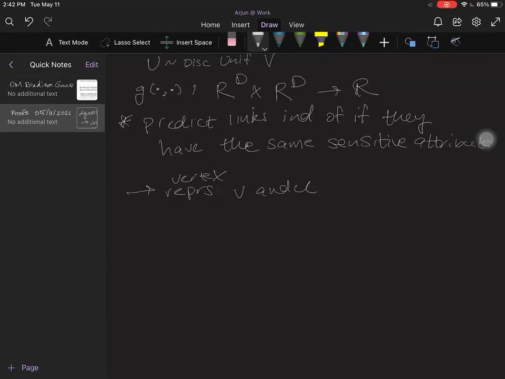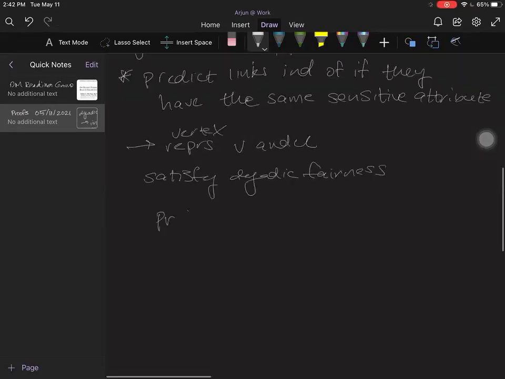Formally, we would satisfy dyadic fairness if we have the probability of G of U and V given SU equals SV. And so again, as a reminder, G is our link prediction function that takes in the representations of two vertices and gives you the similarity score, the probability that there's a link between them.